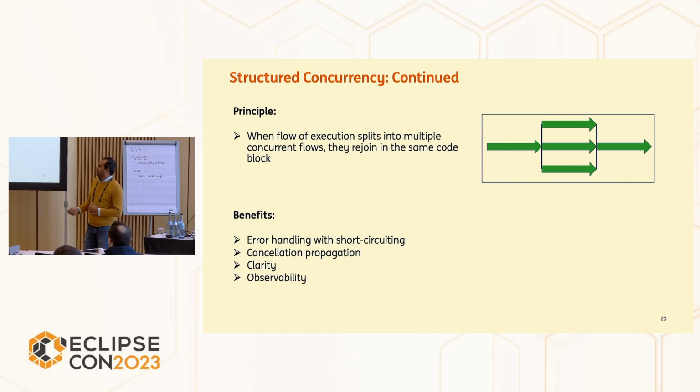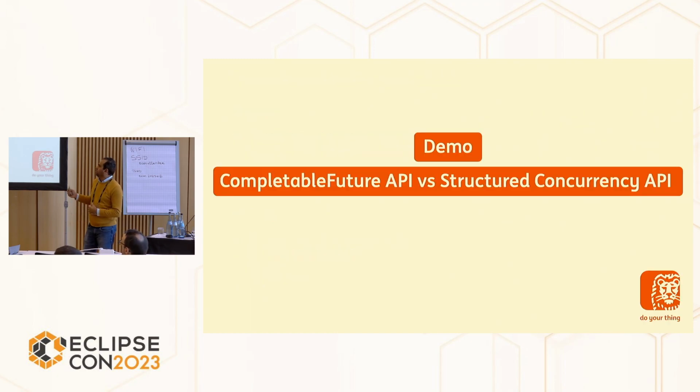Okay, so we have seen quite a bit of theory about structured concurrency. Now let's see some action. What we're going to do is see different scenarios, different use cases, and for each of them, we will implement it using the Completable Future API and also using the Structured Concurrency API, and then we will do a comparison of how the APIs work.